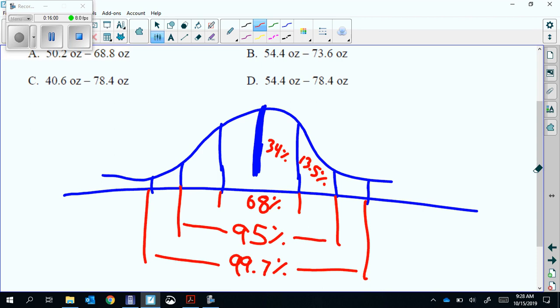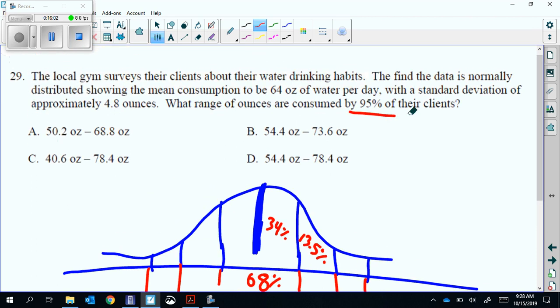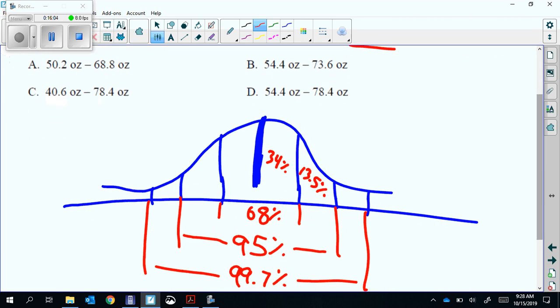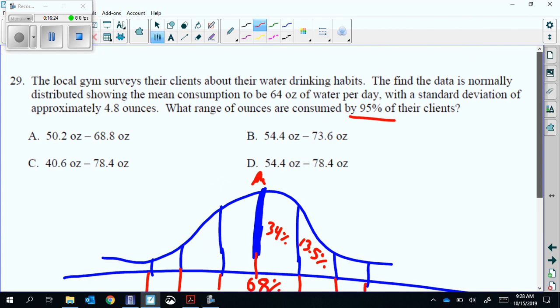So this just talks about 95%. So that means that's within, here's our mean, and you go one standard deviation, two standard deviations each way. Two standard deviations to the right, two standard deviations to the left, that's 95%. So that's what we're going to do, is two standard deviations.